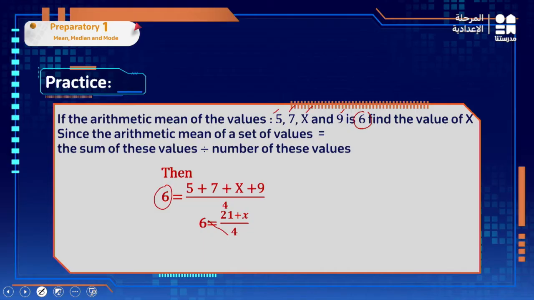How can we solve that? We are going to make cross multiplication here. Let me change the color. So 4 times 6 equals 24 equals 21 plus x. How can we find this x? By solving the equation. This 21, I'm going to do the opposite for both sides, minus 21. So x equals 3. 24 minus 21 equals 3. That's all about mean. Okay, now we are going to talk about median.